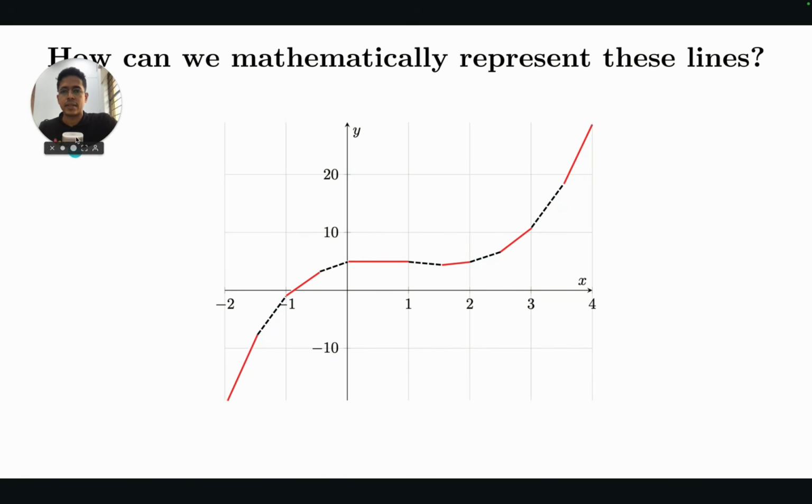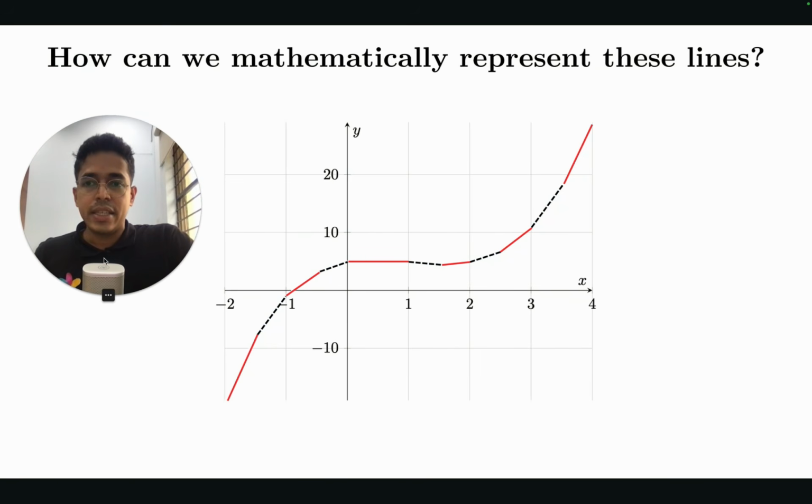This is not at all something that is surprising. Now the question is, how can we mathematically represent these lines? This is a very tricky question. It's not trivial. You may think that, okay, I can easily calculate the equation of each of these straight lines piecewise individually, and I can represent my whole function as a piecewise function.